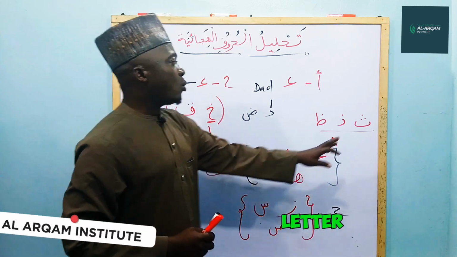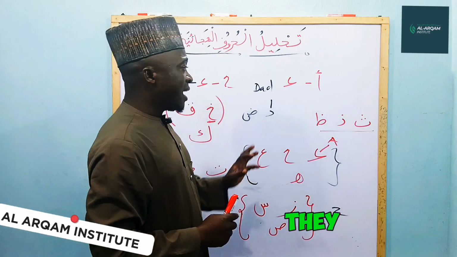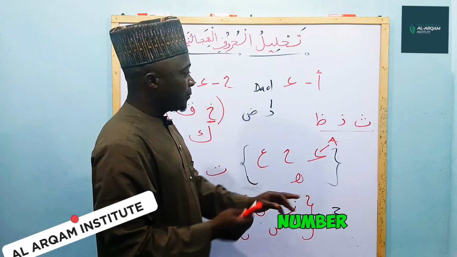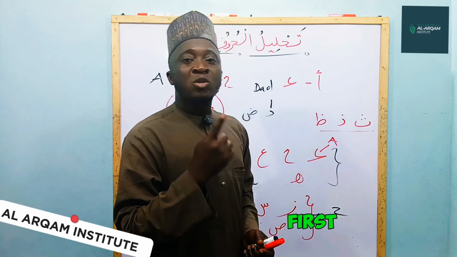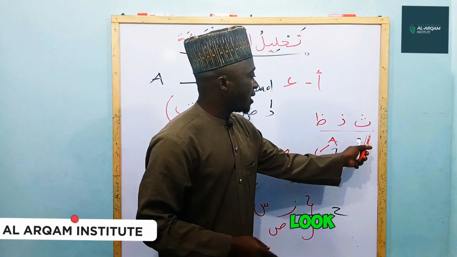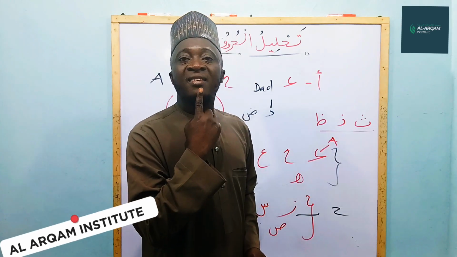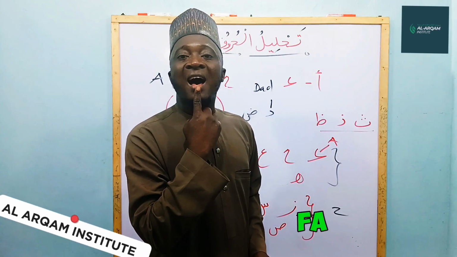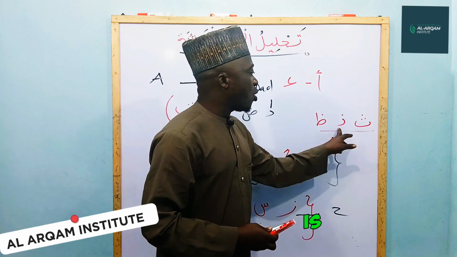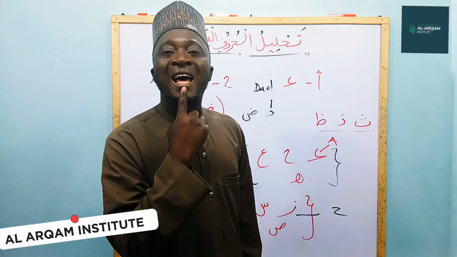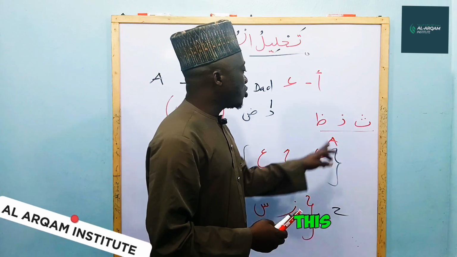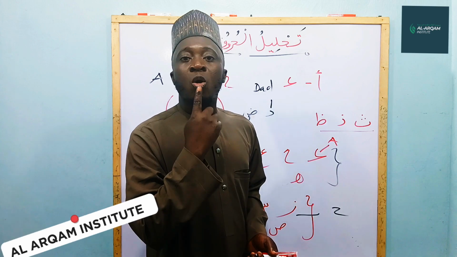The next letters we are going to be looking into, they are also 3 in number. Look at, we have the first one to be tha. This one is called tha, and this one is called dhal, and this one is called dho.